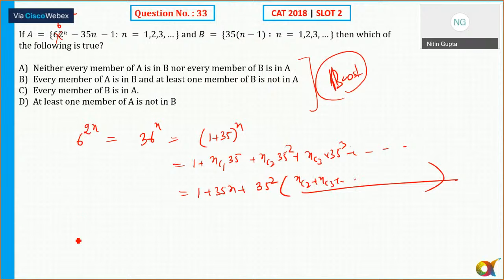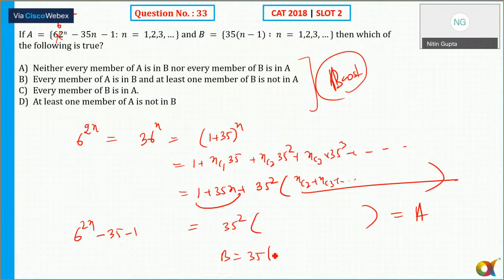So what is 6 raised to power 2n minus 35n minus 1? These two parts will get subtracted. So this is equal to 35 square into something. So this is equal to A. In A, I am getting multiples of 35. All the numbers will be multiples of 35 square, but B consists of all the numbers which are multiples of 35, into n minus 1.